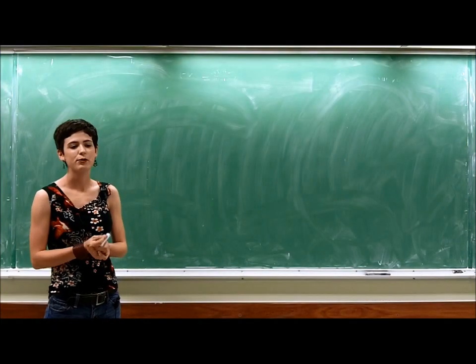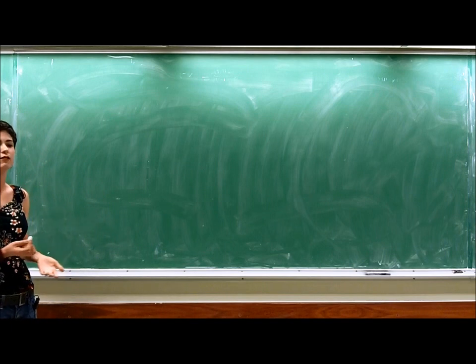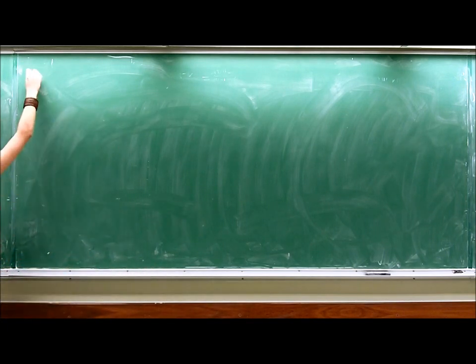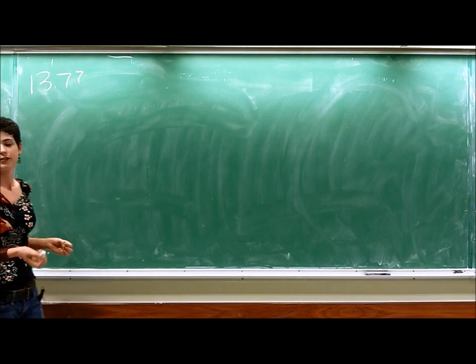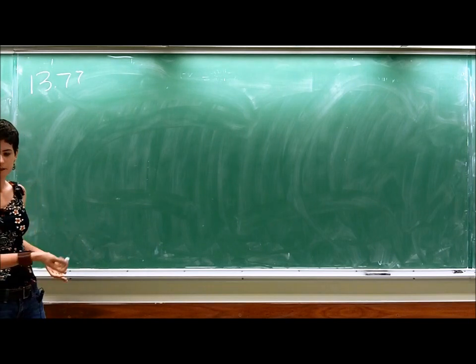My name is Claire, and I'm going to be helping you with problem number 77 in chapter 13 of The Principles of General Chemistry by Silverberg textbook. All right. Now, this is a problem regarding the colligative properties, specifically in this one, the freezing point depression.